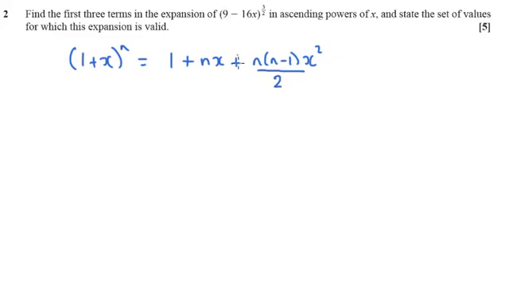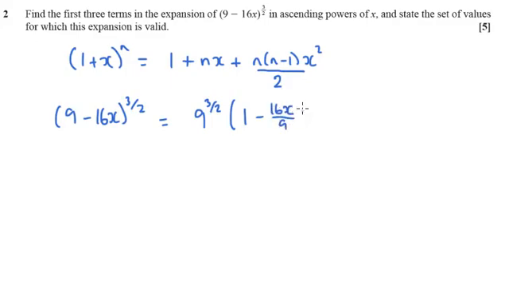We don't have it in that form yet. We've not got a 1 at the front here, so we're going to need to change the 9 minus 16x into a 1 minus something. And to do that, we're going to take out a factor of 9 to the 3 over 2. That's going to leave us with 1 here and 16x over 9 here. 9 to the power of 3 over 2 is the square root of 9 cubed, so that's 3 cubed, 27.